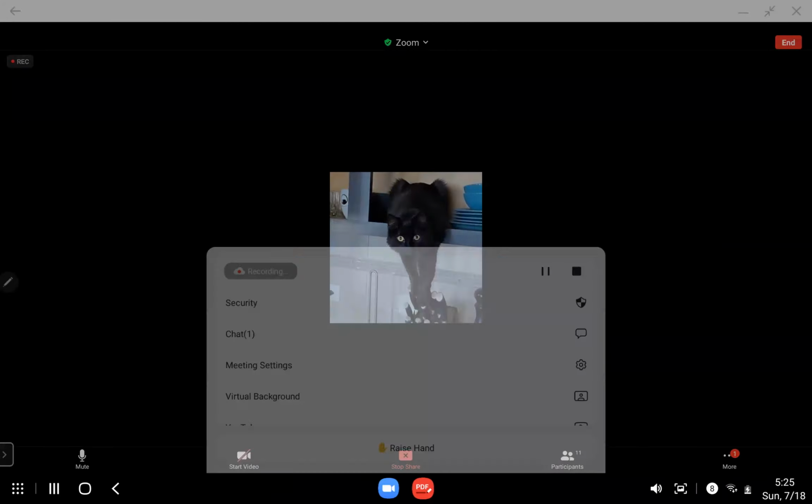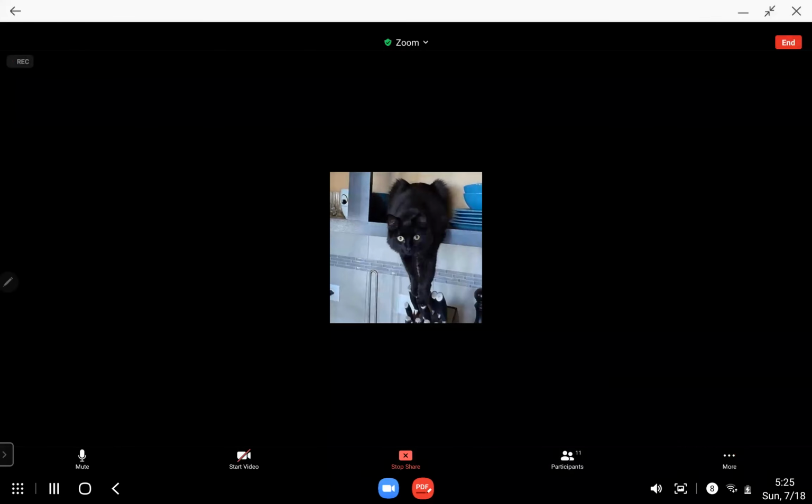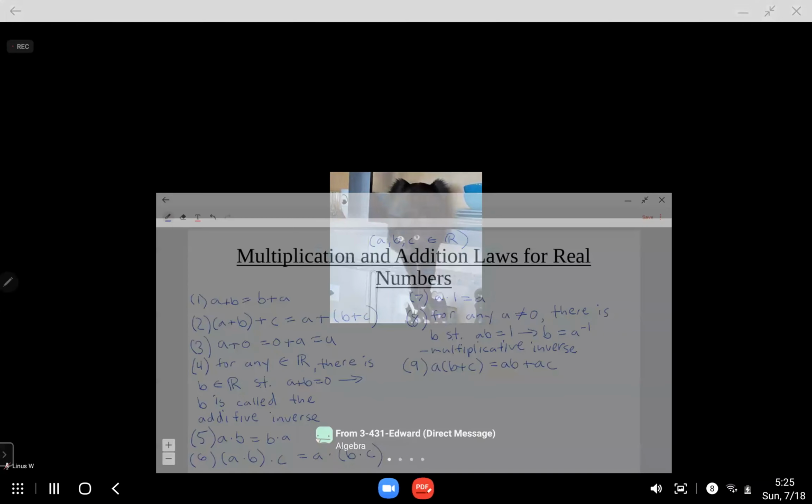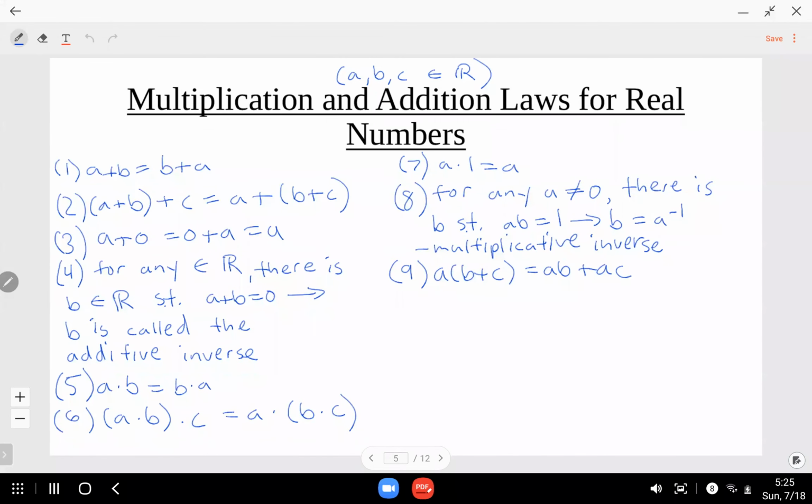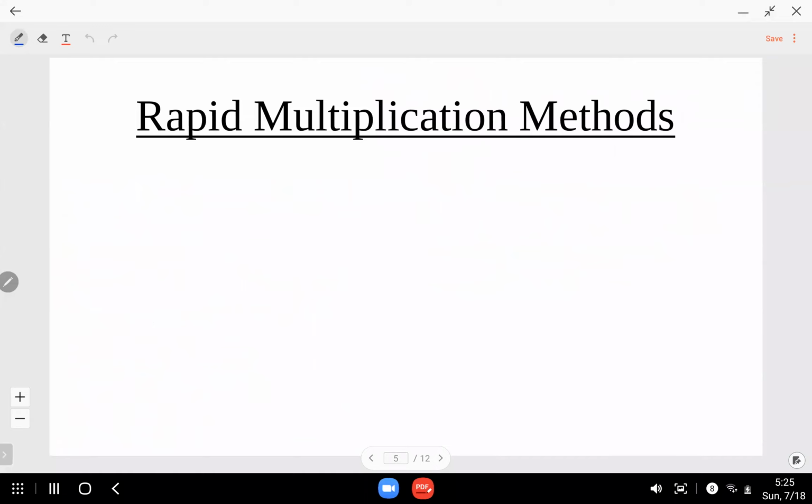Well, moving on, rapid multiplication skills. Let's do this. Can anybody tell me what is 5 squared? What is 5 squared? People, come on, it's not that hard.